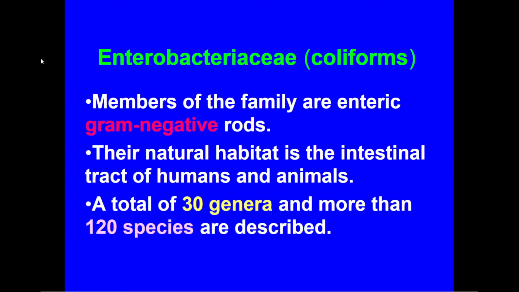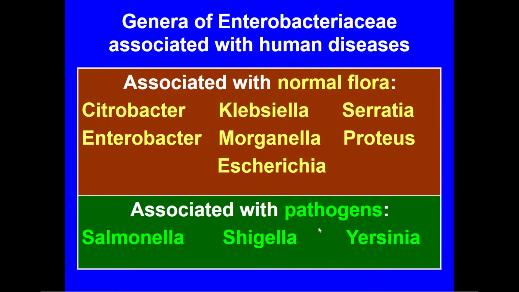Okay? So this family really is very large. And it consists of more than 30 genera and about 120 species belong to these genera. So this is really a very populated family. So what genera of the family Enterobacteriaceae are associated with human diseases?